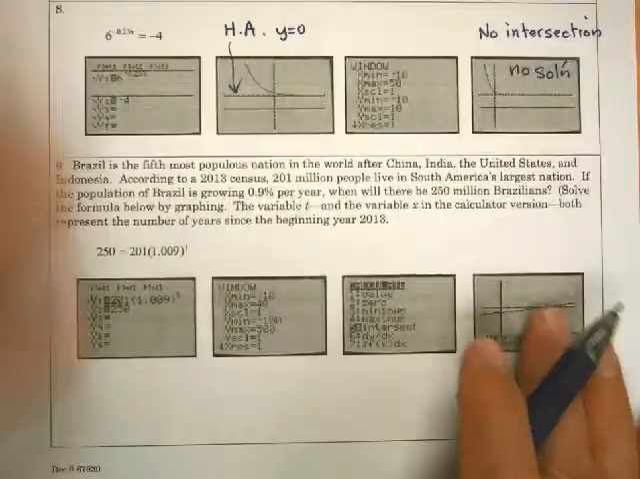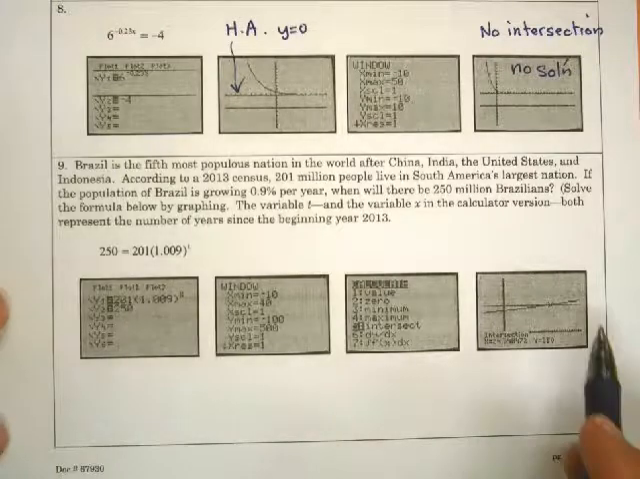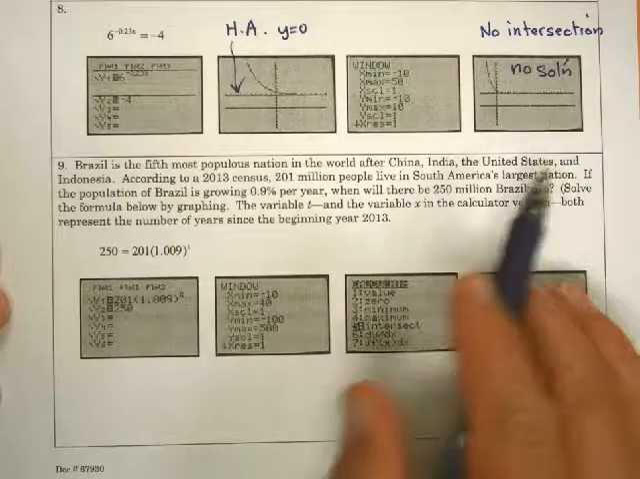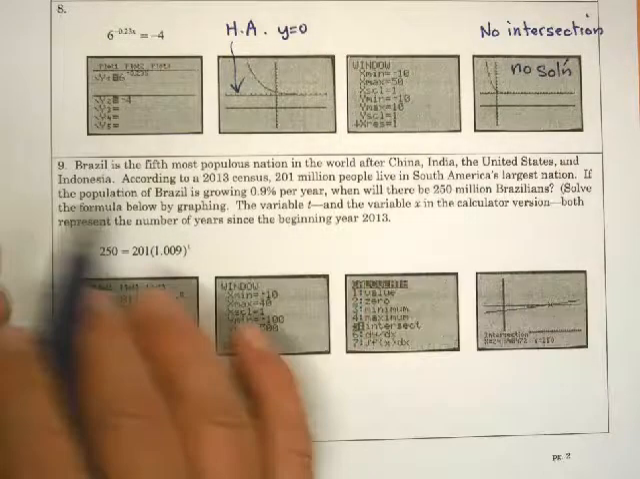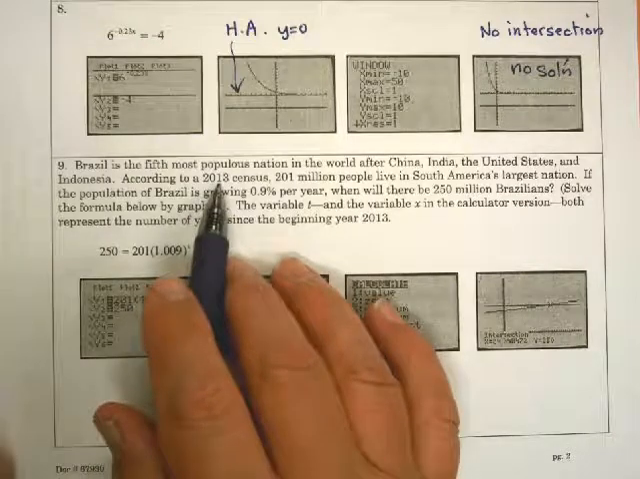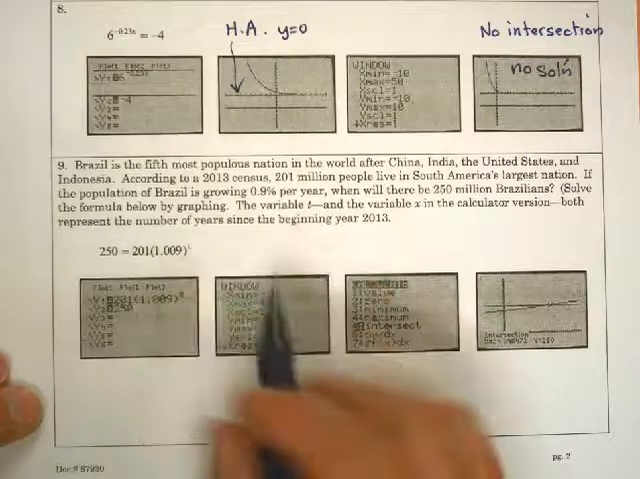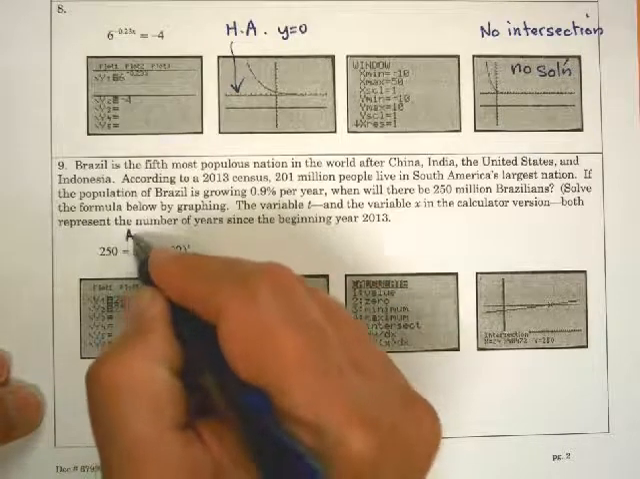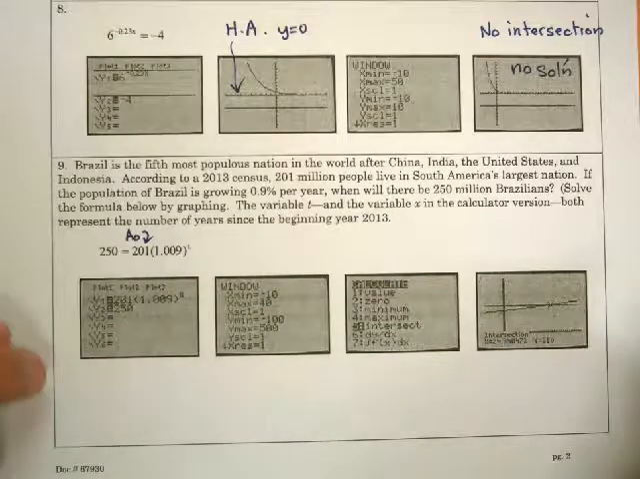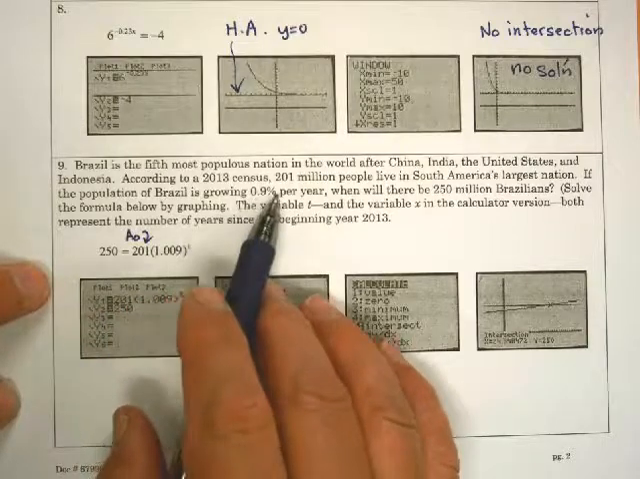Okay, this next one's a practical example of how to apply some of this. Brazil is the 5th most populous nation, and the ones ahead of it are China, India, the US, and Indonesia. According to a census taken in Brazil in 2013, there were 201 million people there. So you can see I put my A0 as 201, and that represents million. Now, it tells us in the problem the population is growing at 0.9% per year.